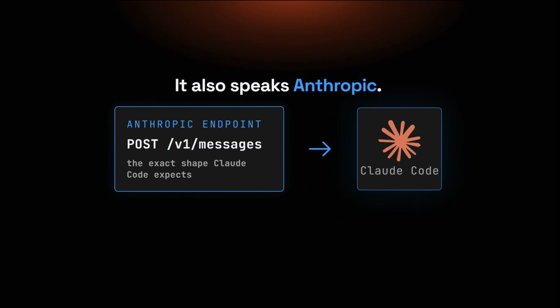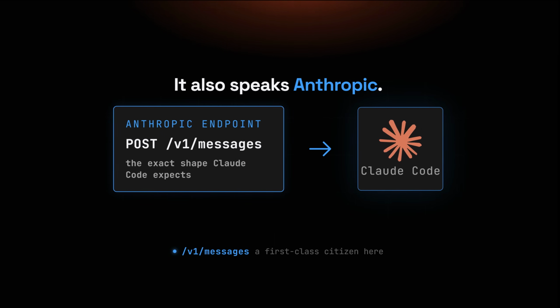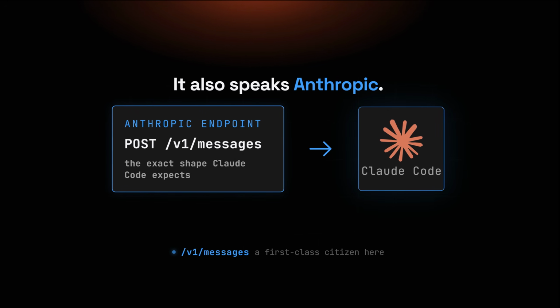Then it does something I really like. It also speaks Anthropic, a proper V1 messages endpoint, the exact shape Claude Code is built to call. Most local runners skip it entirely. Native treats it as a first-class citizen.